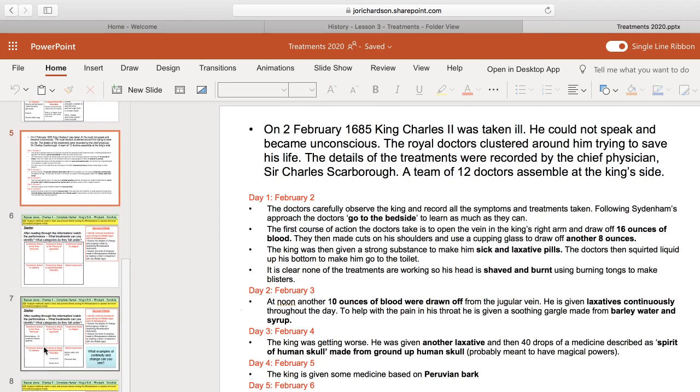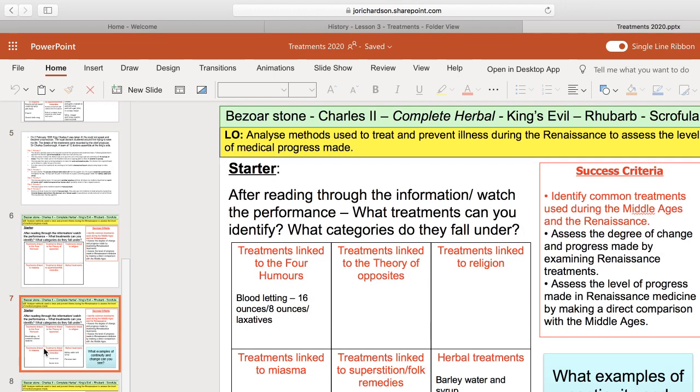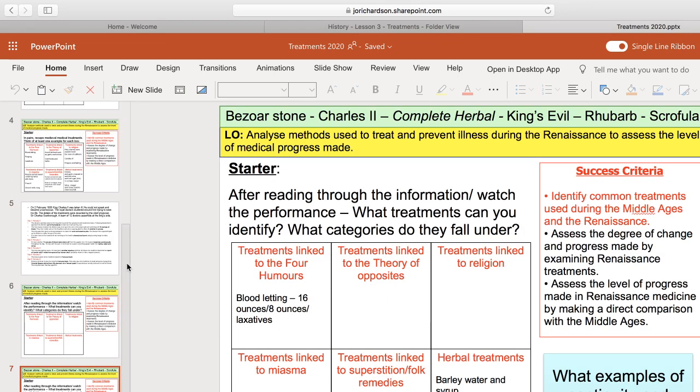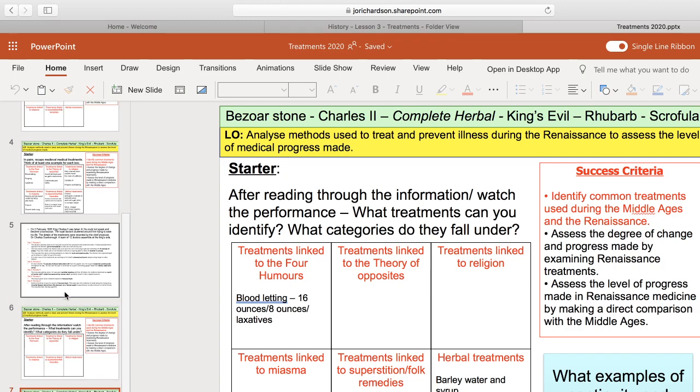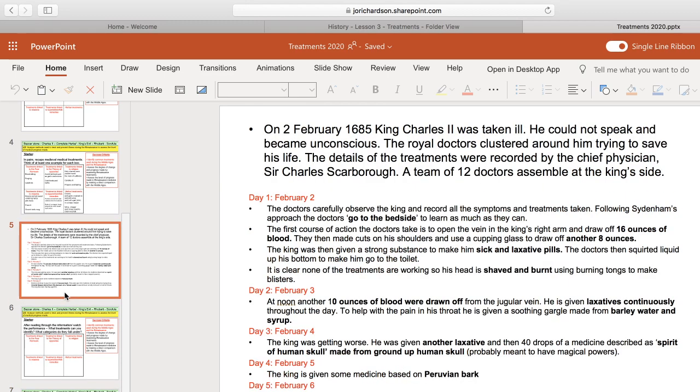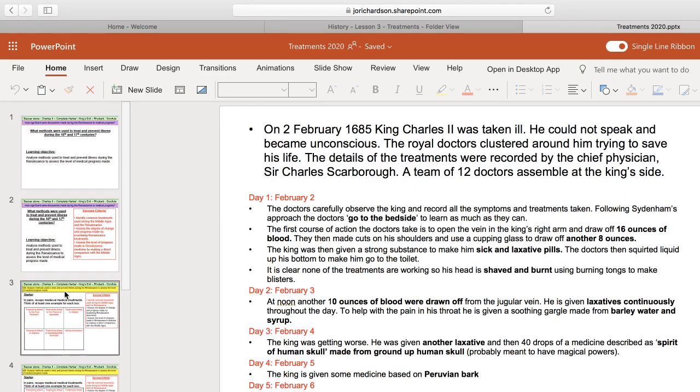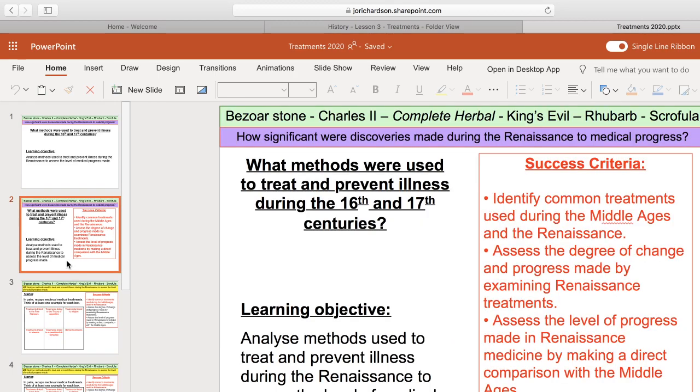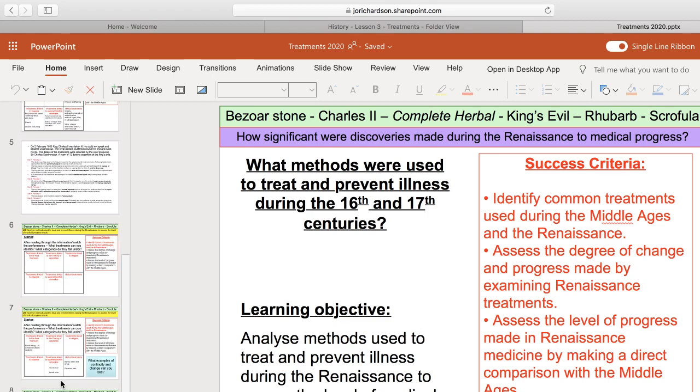Okay, so after reading that, you should have been able to identify the kind of treatments that were available for King Charles, and that should already give you an idea of whether you think things have changed, and of the level of medical progress made so far.